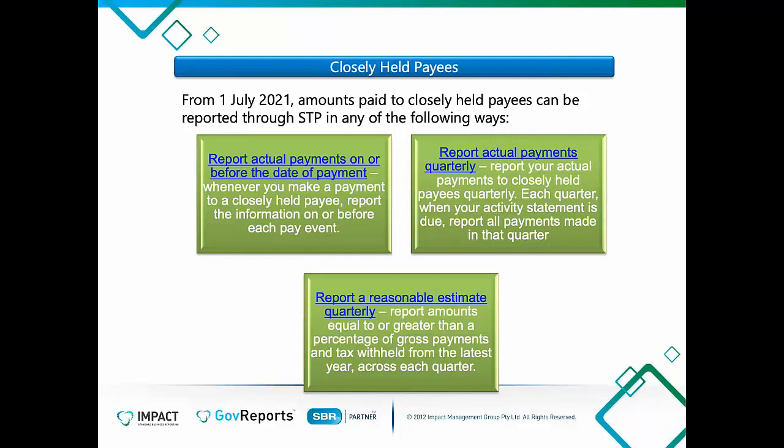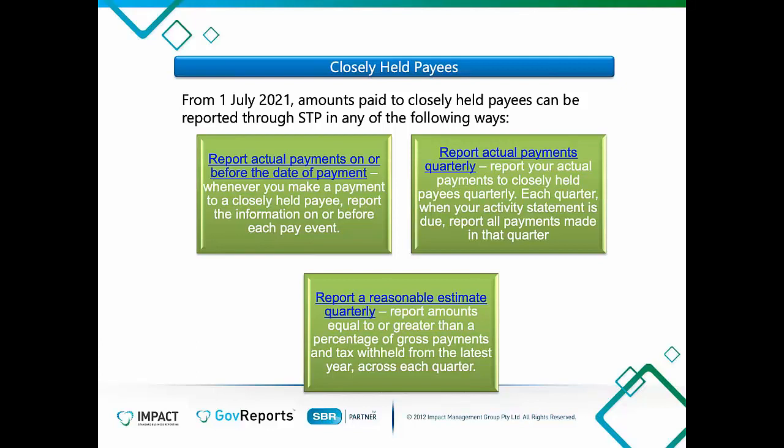So the way that you are going to be reporting closely held payees is that any money they actually take, you're going to report those actual payments on or before the date of the payment. The other one is to report actual payments quarterly. So again, you take all of the payments, all of the drawings, whatever it is that they're taking, and you report that quarterly with the appropriate PAYGW.